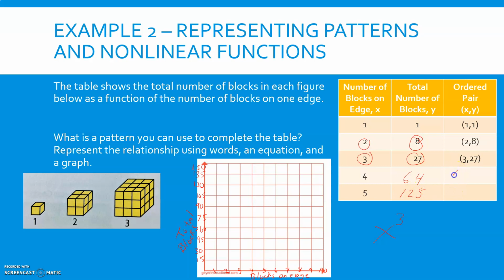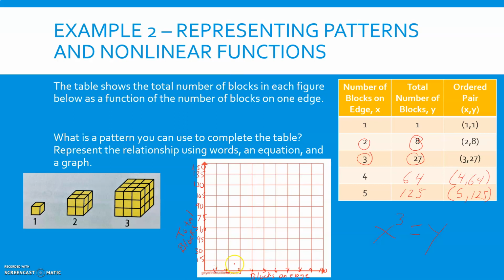And our ordered pairs are just taking our x and y values and putting them into ordered pair form, which looks like this. So we'd have 4 as our x value and 64 as our y value, and when x is 5, y is 125. So what we see again in our pattern is that whatever x is, we raise it to the third power, and that gives us our y value. Then we take those ordered pairs and place them onto our coordinate plane. And so we have 1, 1, which is right here.